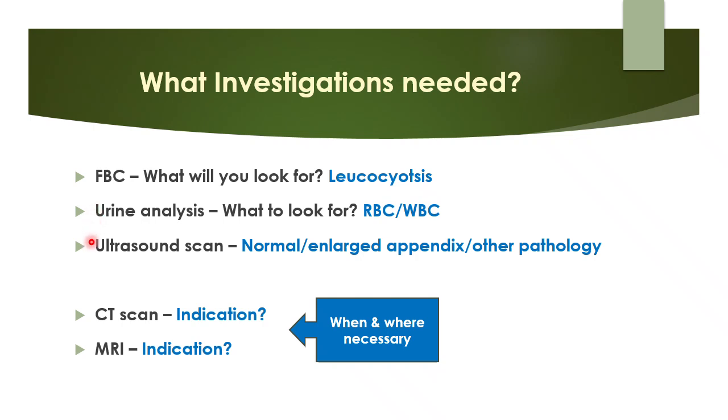Ultrasound of the abdomen and pelvis, normally it should be normal, or it can reveal an enlarged appendix. The other important thing is to exclude other pathologies in the pelvis, especially ureteric stone and gynae problems. CT scan may be necessary if the diagnosis is not very sure even with ultrasound. Okay, MRI is rarely indicated, but sometimes if you're thinking of other lumps in the abdomen which you are not sure whether it's related to the appendix, then you may have to go for MRI.